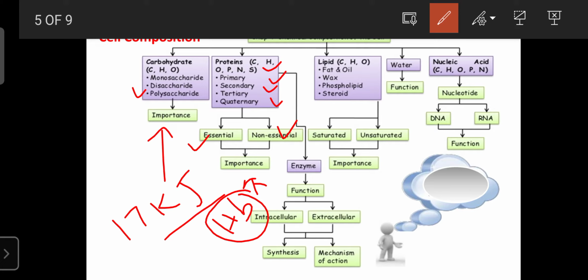The lipids are made of basic chemical molecules like carbon, hydrogen, oxygen. The lipids are mainly categorized as fat and oil, wax, phospholipids and steroids. Lipids, whatever is present in our environment or body, are mainly categorized into two, that is saturated and unsaturated.